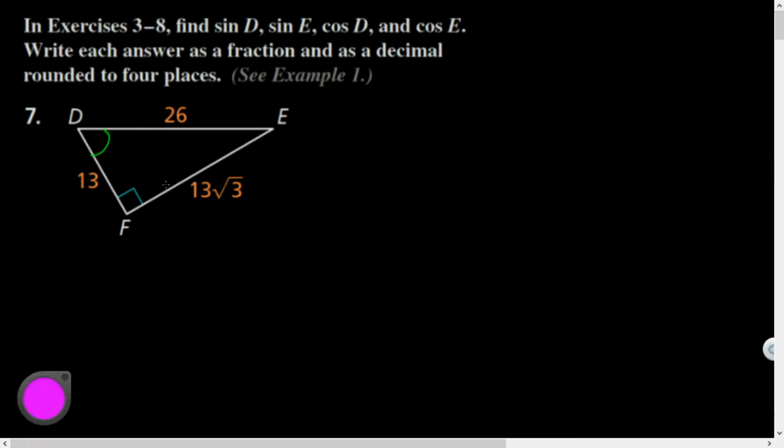So from angle D's perspective, the opposite is this one, right? That's the OPP. This 13 would be the adjacent leg. And although this is also adjacent to that angle, we are going to refer to that as the hypotenuse. So from angle D's perspective, the sine of angle D is equal to opposite over hypotenuse.